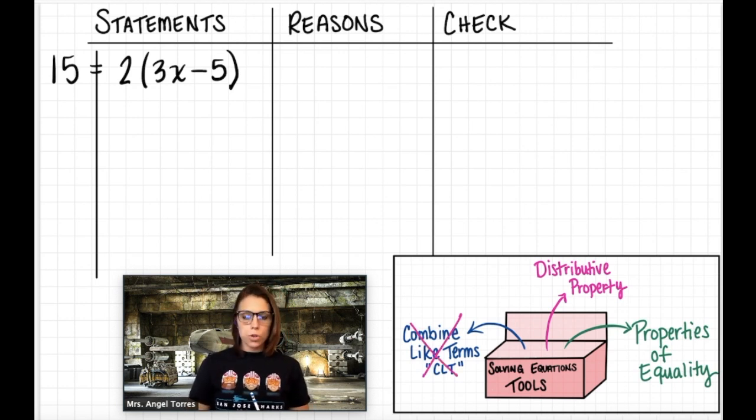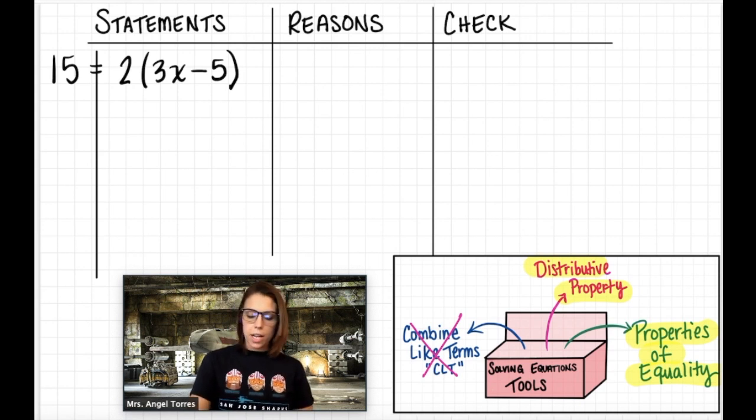What about the distributive property? Do you see parentheses in this equation? Yes, we do have parentheses in this equation, which means we will eventually use the distributive property. And then because we have variable terms and constants, we are also going to be using the properties of equality.